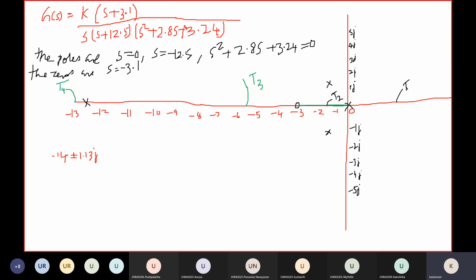If I take the test point T4, on the right-hand side of the test point, the total number of poles and zeros lying on the real axis is counted. One pole lies at s equal to minus 12.5, another pole lies at s equal to 0, and one zero lies at s equal to minus 3.1. The total count is 3. If it is an odd number, then it will satisfy the angle criterion, therefore that point will be part of the root locus. Therefore this entire region up to infinity will be part of the root locus. This region is also part of the root locus.